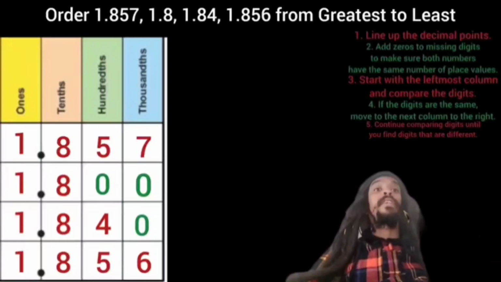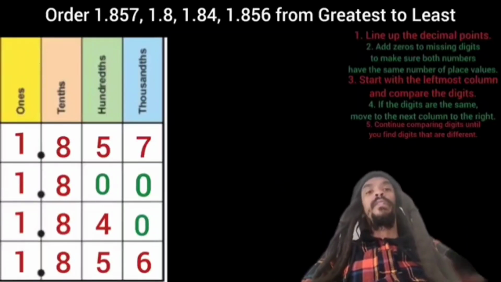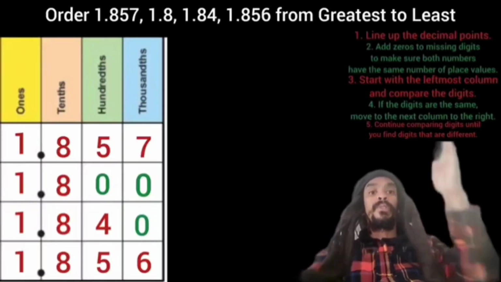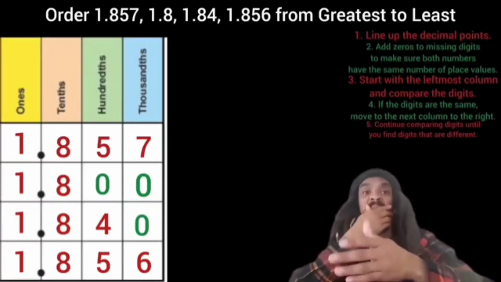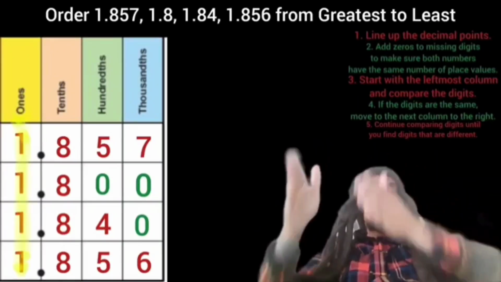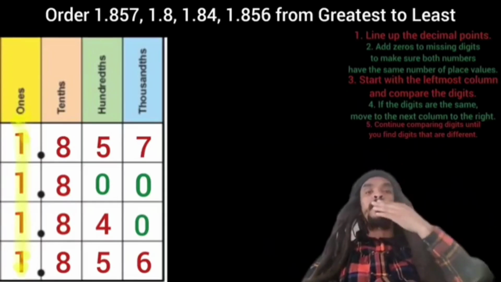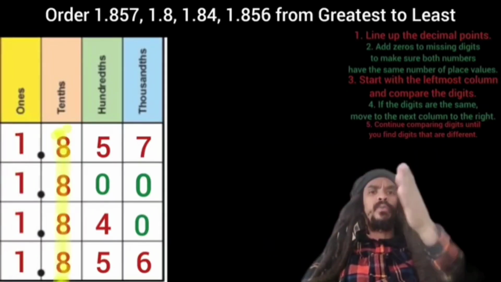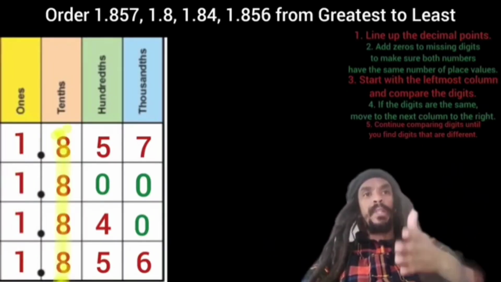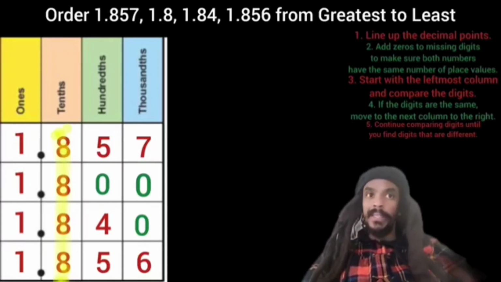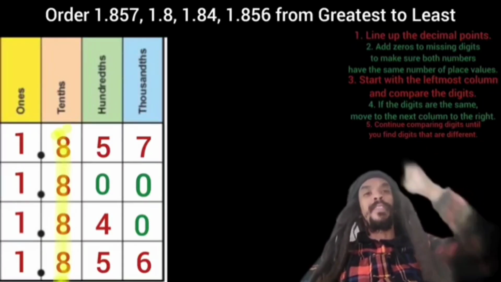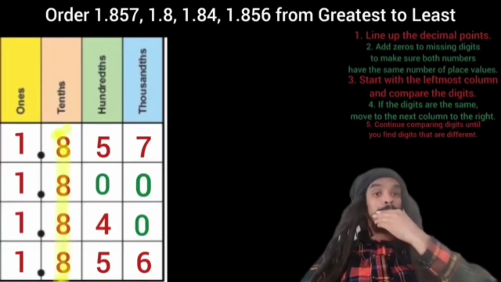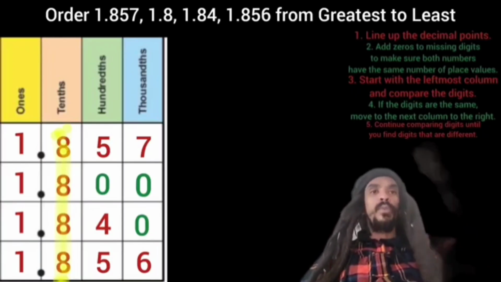Now that everything is balanced, we can take a look at all these numbers, starting from the leftmost column, which is our ones place. As we notice, everything in the ones place is a 1. So let's jump to the next one, our tenths place. We still have the same problem. It's all the same number. Everything is an 8.